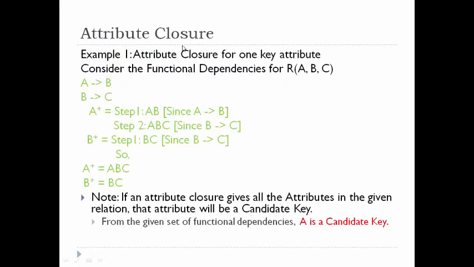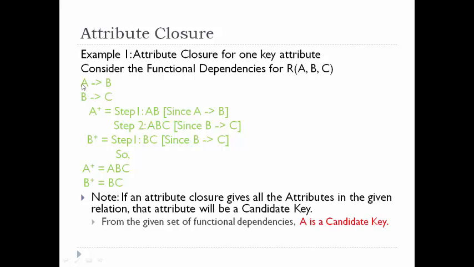And attribute closure. Before going into the concept of finding the minimal cover, the basic thing we have to know is to find the attribute closure for each attribute which is acting as a key attribute. So let us consider these dependencies: A tends to B, B tends to C. Now, if we have a functional dependency like this, first find A closure.